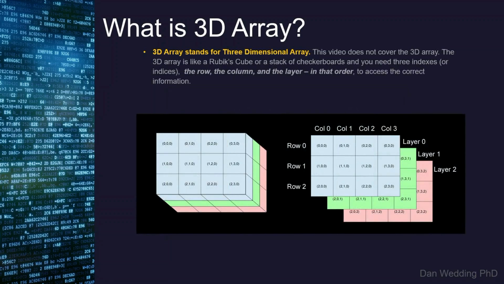3D array stands for three-dimensional array. This video does not cover the 3D array. The 3D array is like a Rubik's Cube or a stack of checkerboards, and you need 3 indexes, the row, the column, and the layer, in that order, to access the correct information.